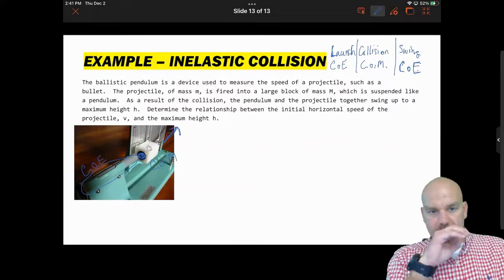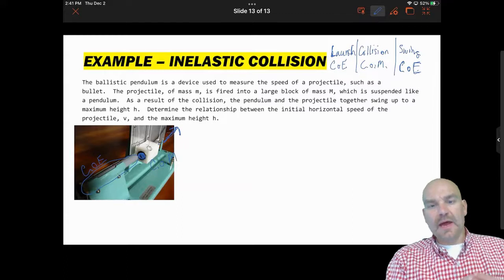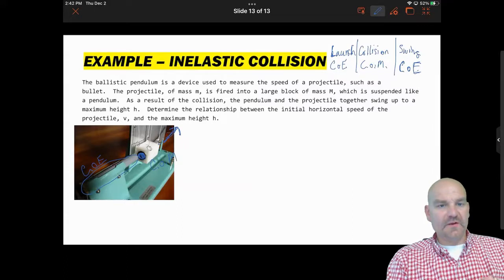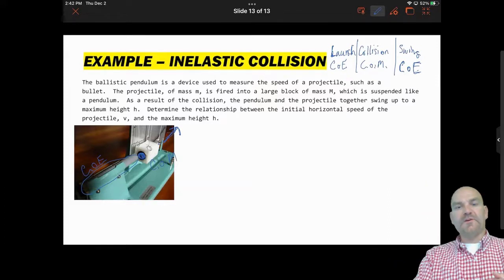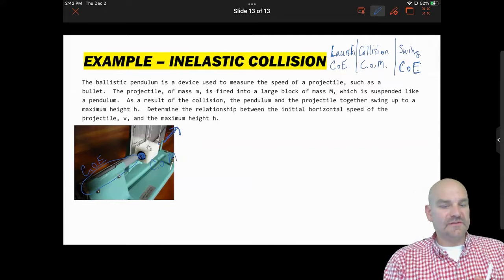We've got a ballistic pendulum. The projectile has a mass of little m, fired into a large block of mass capital M, which is suspended like a pendulum. As a result of the collision, the pendulum and the projectile together swing up to a maximum height. Determine a relationship between the initial horizontal speed of the projectile and the maximum height.